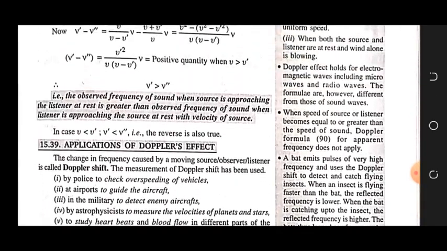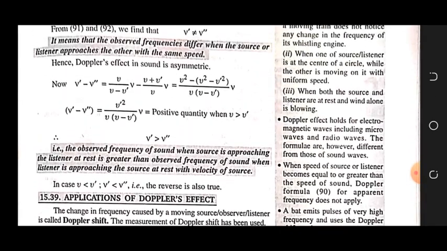And generally it has been seen that here nu dash is greater than nu double dash. This means that when the source moves towards the listener, the frequency heard by the listener will be much greater in comparison to when the listener is moving towards the source.